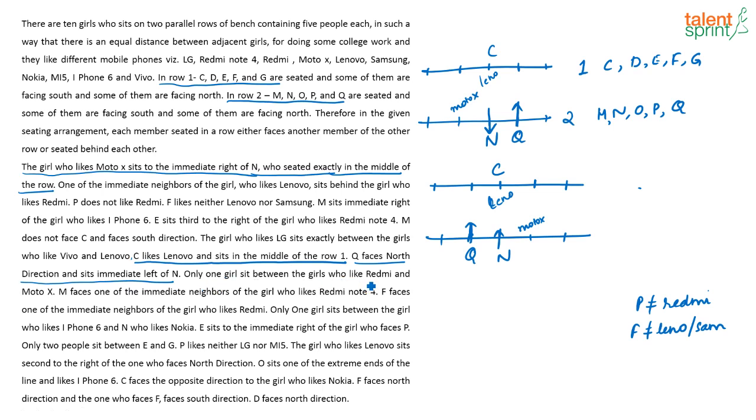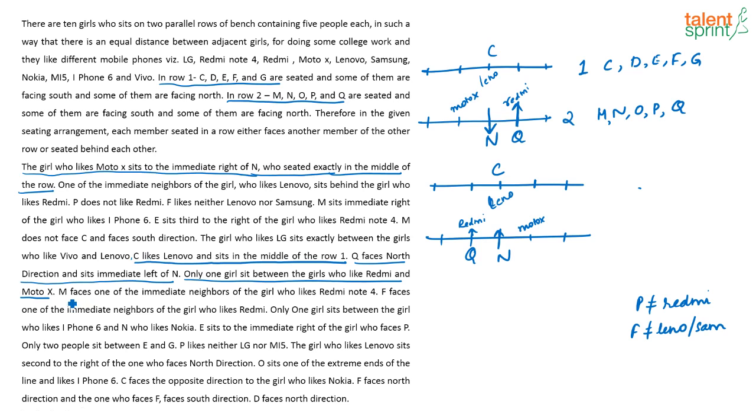Only one girl sits between the girl who likes Redmi and Moto X. So Moto X is here. So where should Redmi be? Redmi has to be here because only one girl is sitting between Moto X and Redmi. So Q has to be Redmi. Similarly here, only one girl sits between Moto X and Redmi. This has to be Redmi.